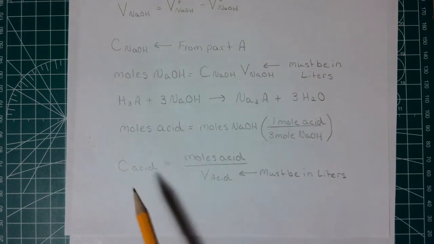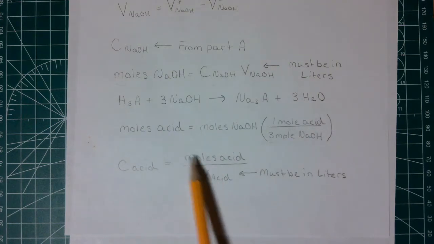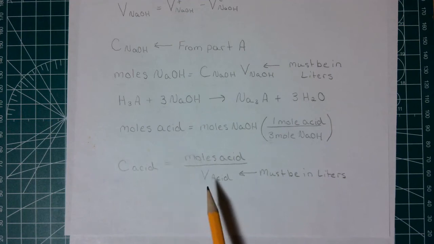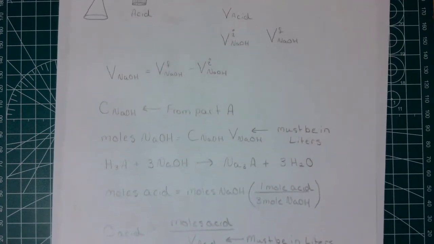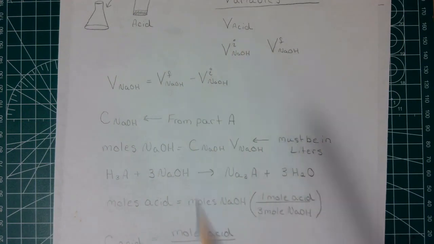Finally, we'll calculate the concentration of acid by taking the moles of acid we just calculated up here and dividing it by the volume of acid in liters that we were given as part of our original provisional data.